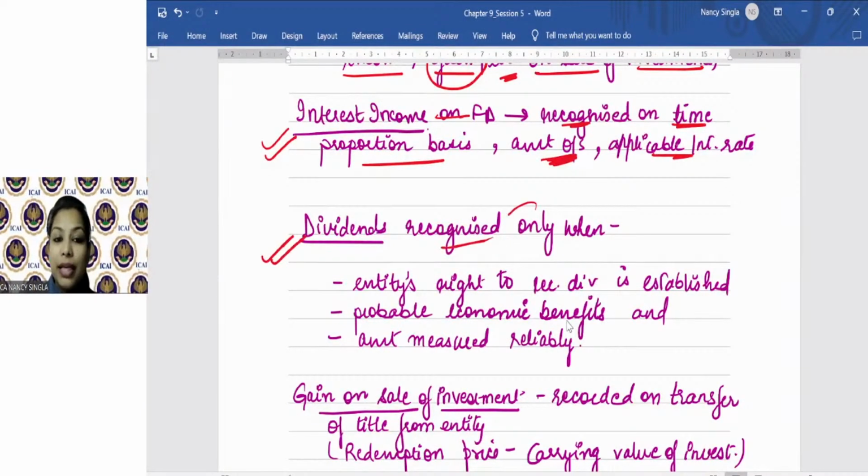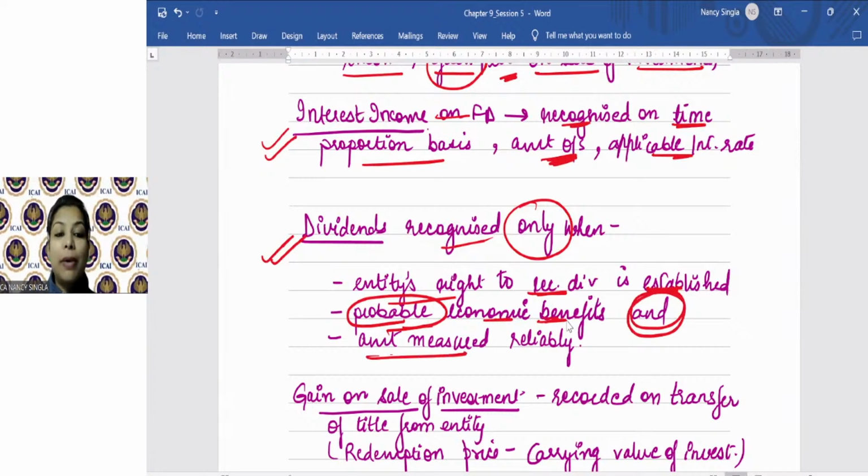When do you recognize dividends? Only when the entity's right to receive dividend is established. Economic benefits must be probable, the possibility that the benefit will accrue, that it is more likely than not, that is more than 50%. And the amount can be measured reliably. So if these three conditions are met, then the dividend should be recognized in the books, otherwise it should not be recognized.